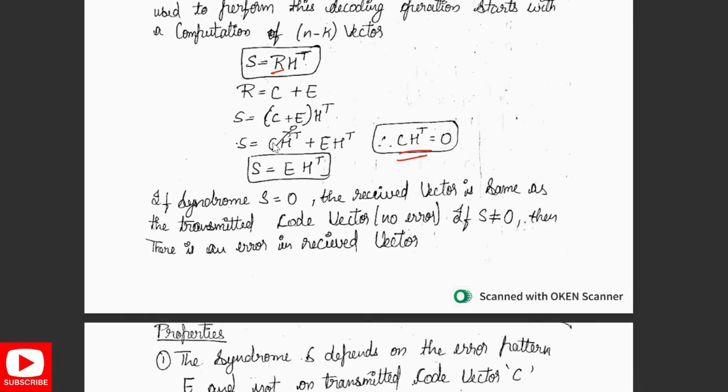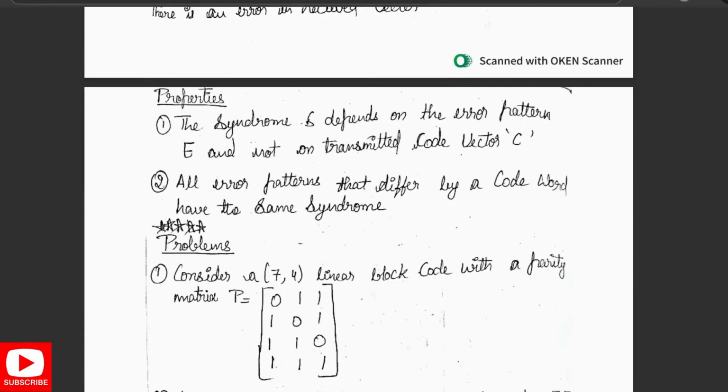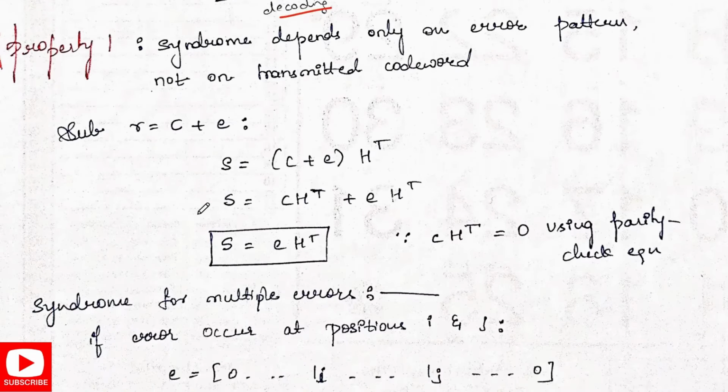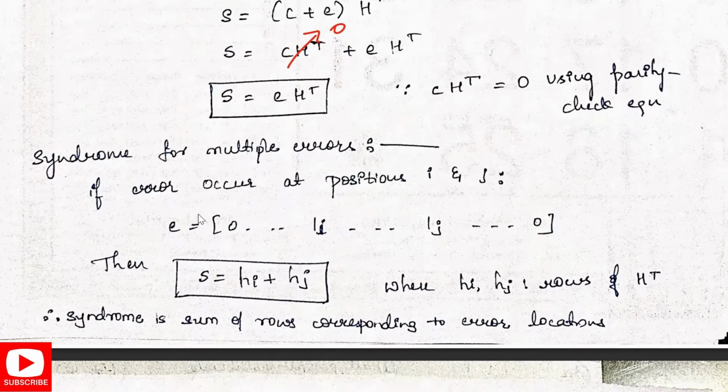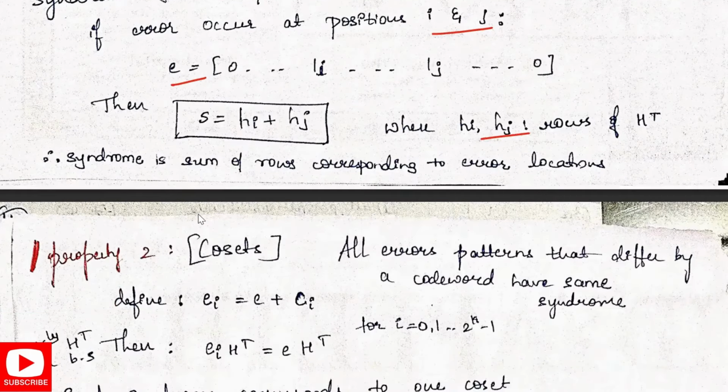This is what we use in deriving the properties. See here, the first property is that the syndrome depends only on the error pattern and not on the transmitted code word. For that we substitute, as I said, and this term will become 0, and hence we get it. Next is the syndrome for multiple errors. If errors occur at positions i and j, then E has 1 at positions i and j and 0 elsewhere. Then S is equal to h_i plus h_j, where these are the rows of H transpose. Therefore, the sum of the rows corresponding to the error locations is the syndrome.